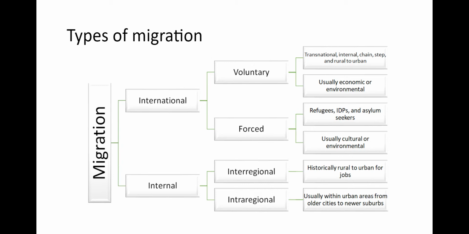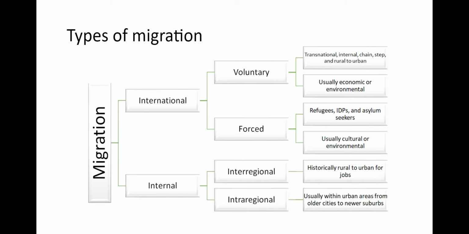International migration is migration between two countries, and internal migration is migration within a country. Voluntary and forced migration, which we're going to get into each of those and talk about. But voluntary is migration in which people are choosing to move, and forced is when there's some sort of environmental or political situation that causes people to move.